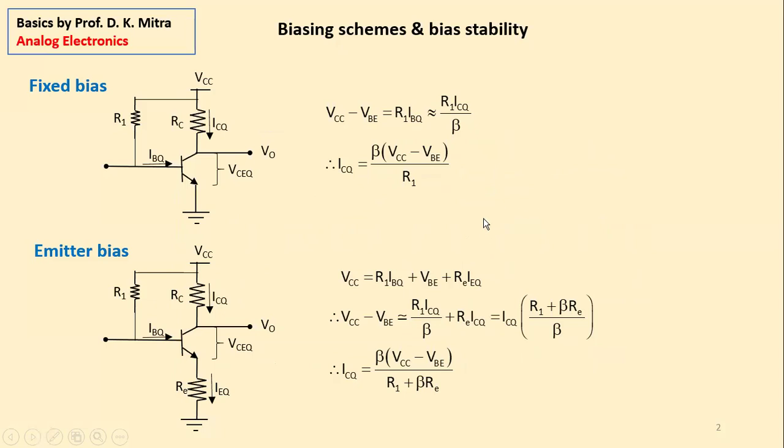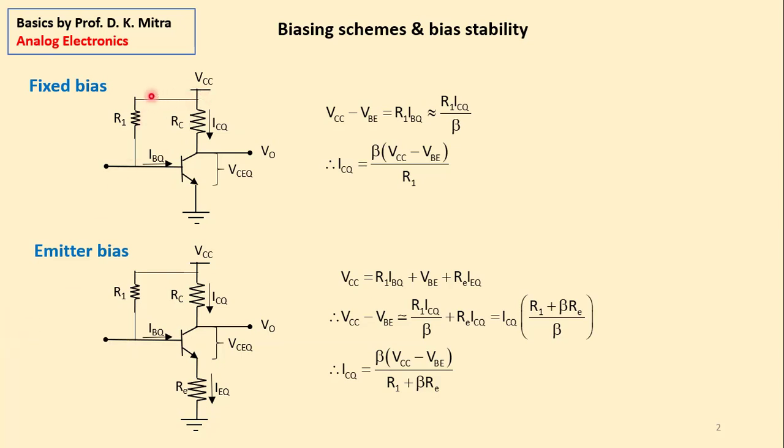Here, we first go to the fixed bias. In the fixed bias, what do you see? Just a resistor R1 is connected to the base. And this provides the required current, base current IBQ, which in turn will provide ICQ. So if we go to this part of the circuit, just one moment.